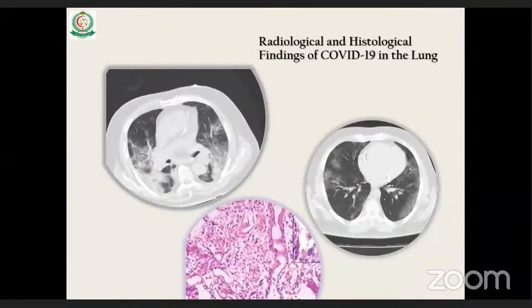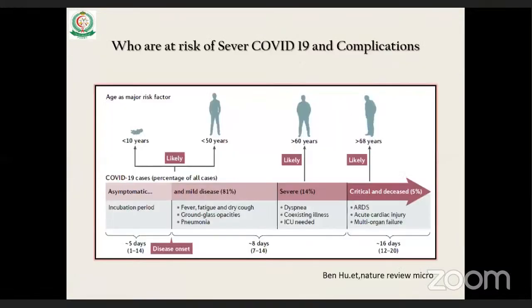These are the radiological features I told you about. The lower cut represents a biopsy from the lung in patients with COVID, which showed hyaline membrane formation, alveolar damage, and fibrous exudate. All are features of ARDS. Now, who is at risk of getting severe COVID-19 with its complications?